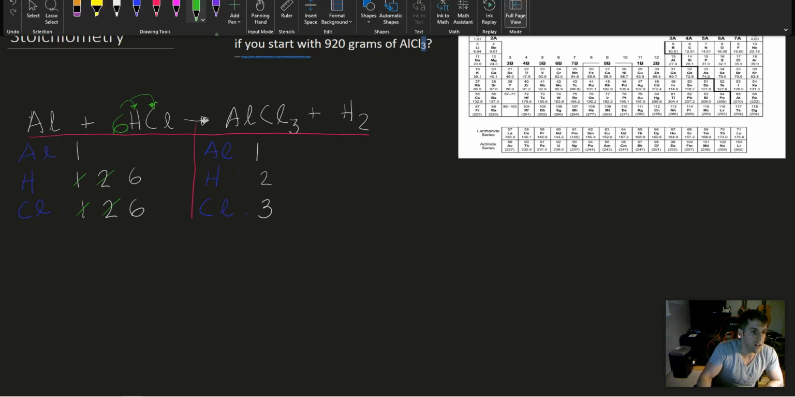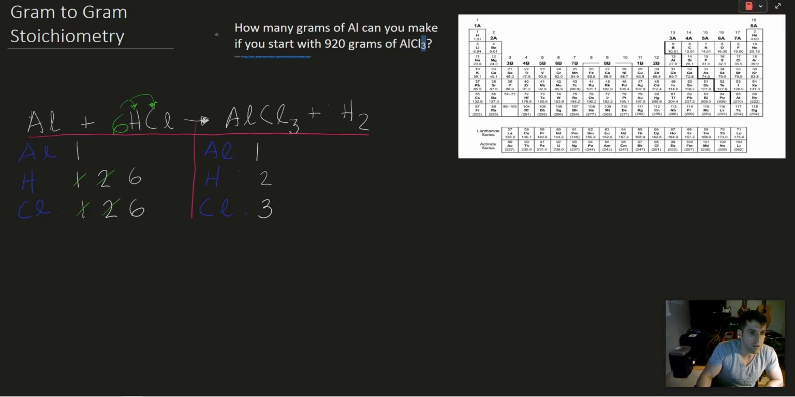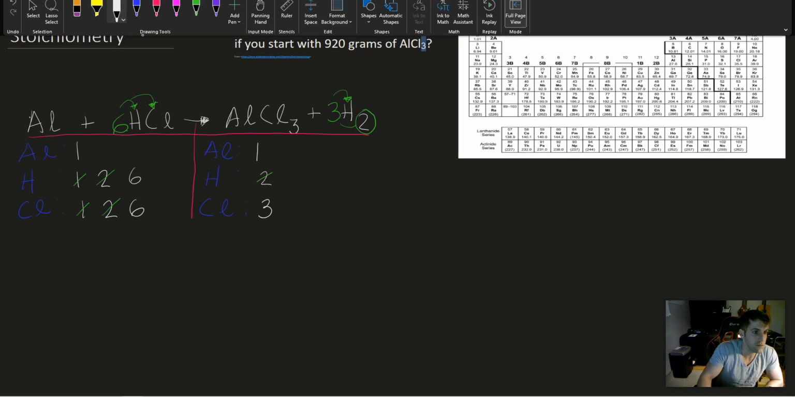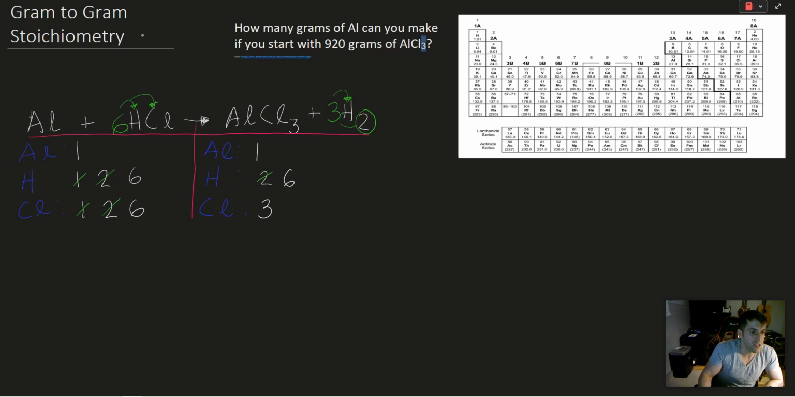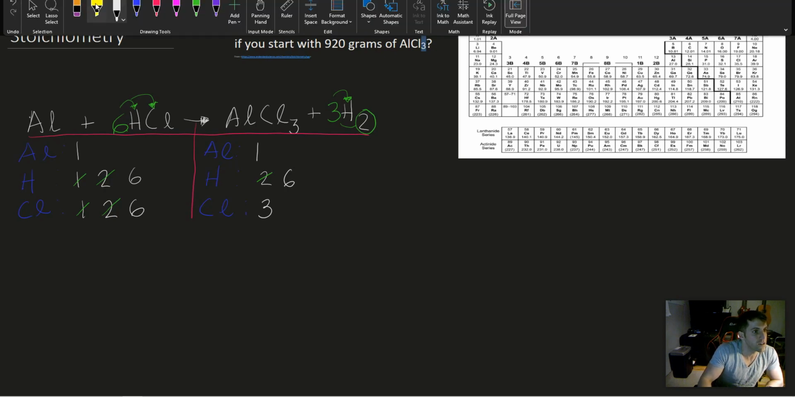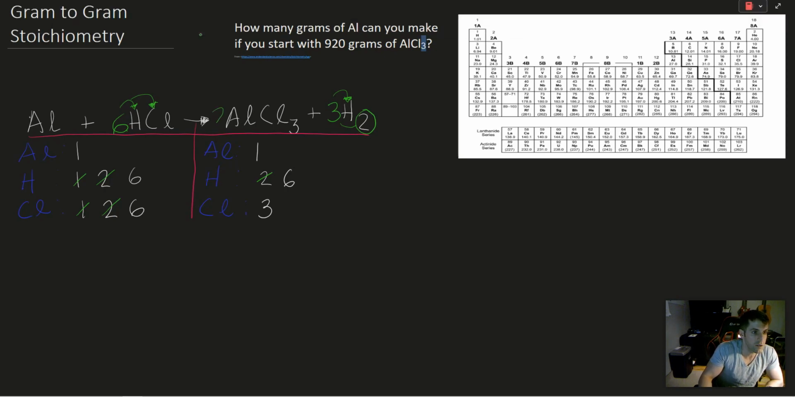So let's get our coefficient green here. This hydrogen will look really nice because we can just put a 3 here. It directly affects this hydrogen. It multiplies into this subscript of 2, and so we get a 6 here. Notice this chlorine is a 3. So in order to get to 6, a 2 will suffice for that. So we're going to put a 2 coefficient here.